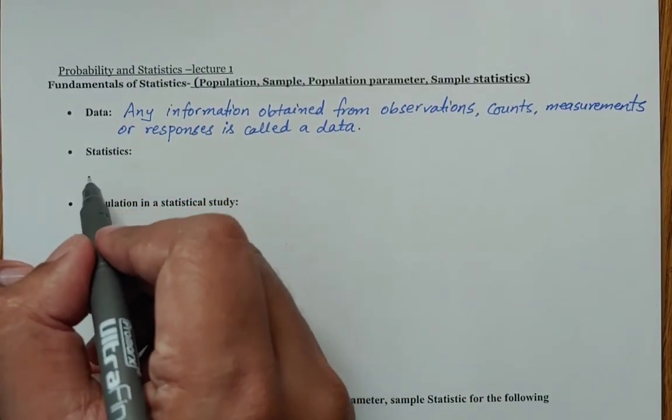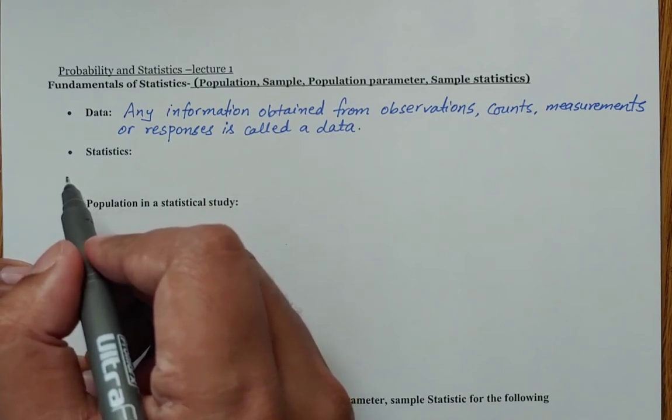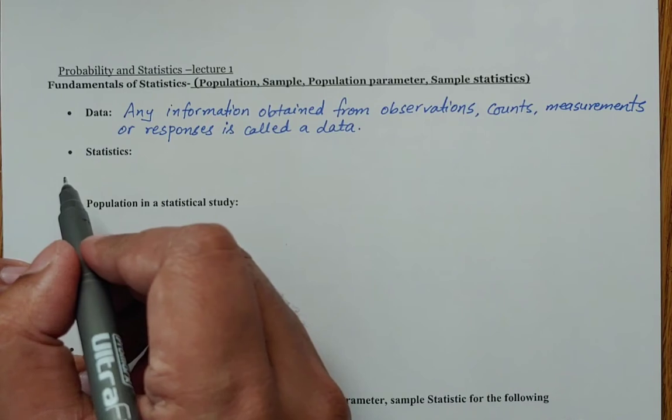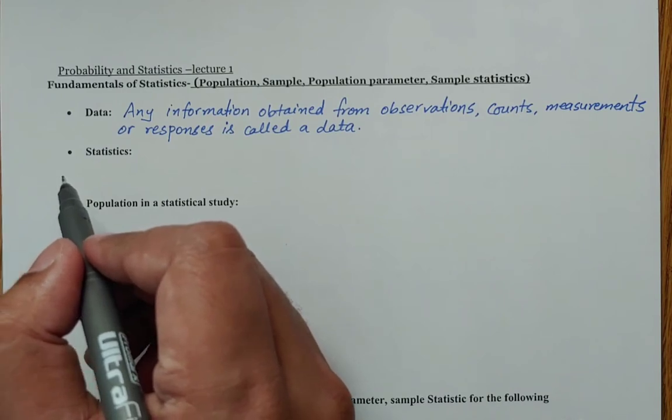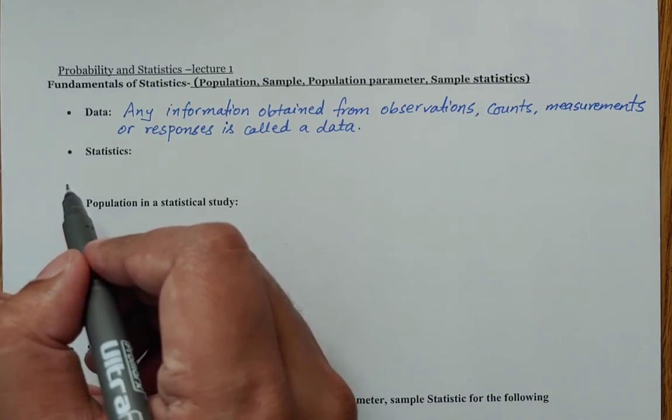Statistics is the process of collecting the data, organizing and analyzing it, and getting some interpretation, getting some conclusion from the data. That process is called statistics.